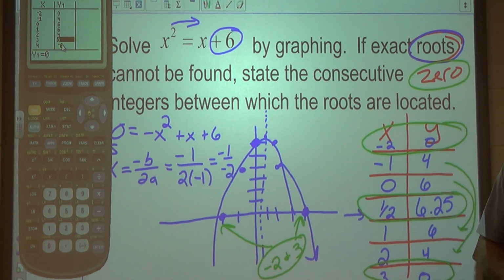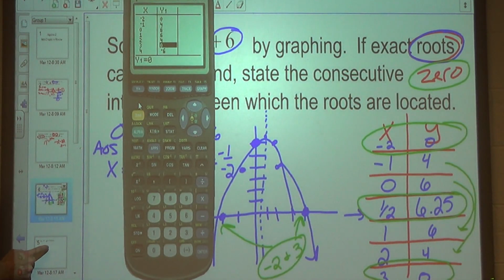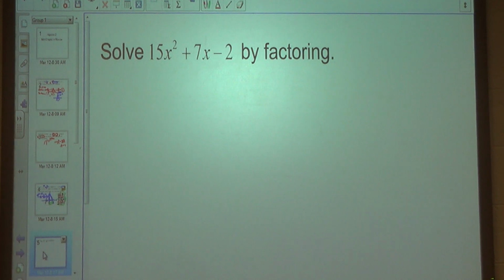Questions on that? Alright, let's look at the next one here. Okay, solve this problem by factoring. What is factoring? 2 sets of what? Parentheses, yep. So then 2 sets of parentheses on your paper.